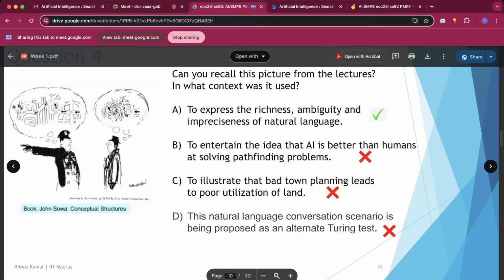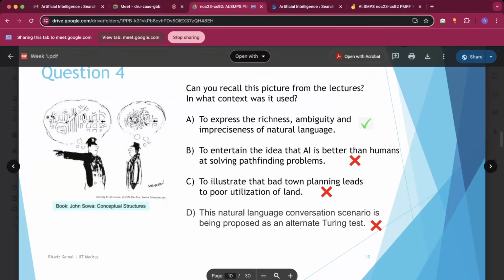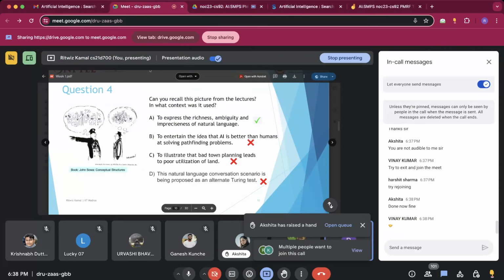So this was also a pretty straightforward question. I hope there are no doubts about this one. Cool. If not, then let's move on to the next question.